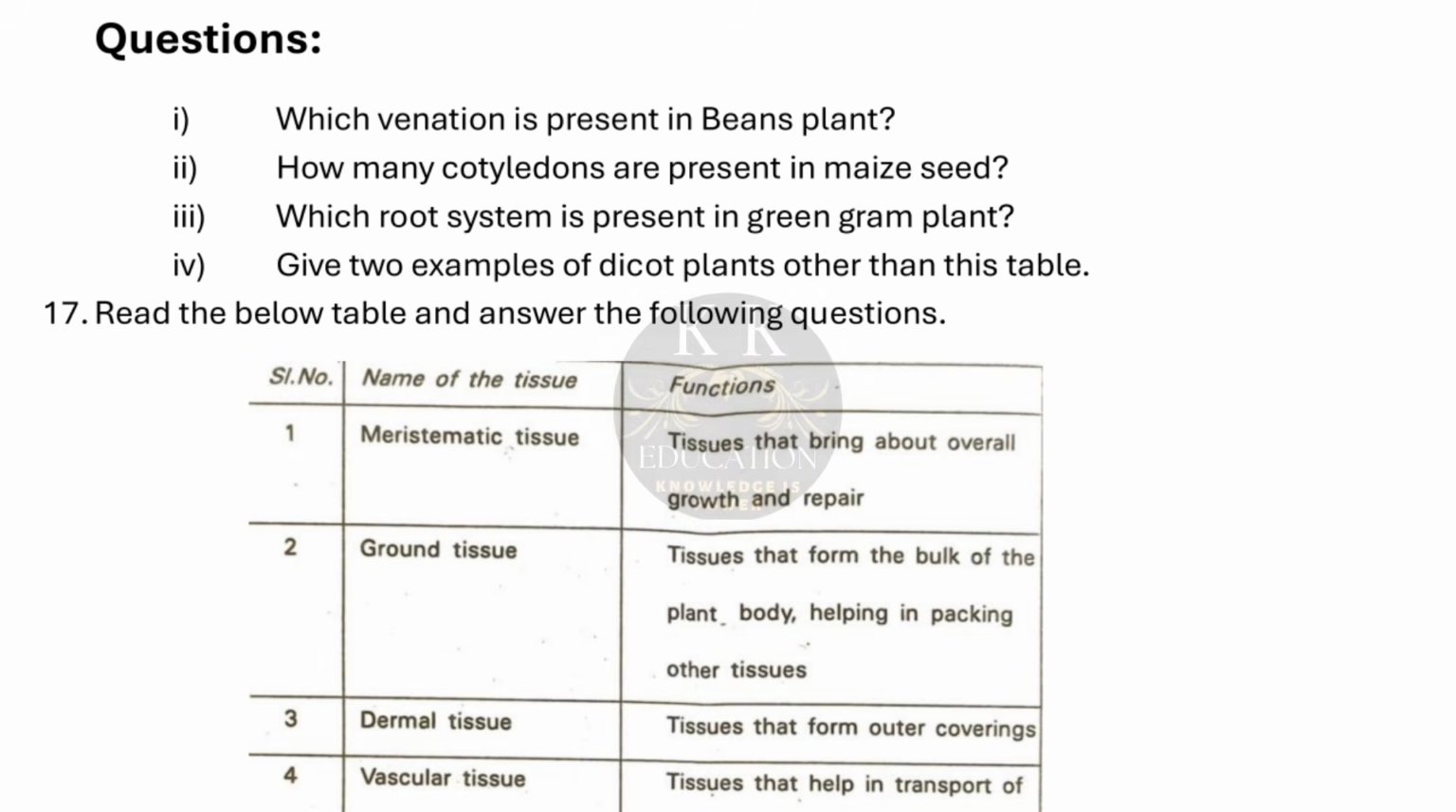So here another table is given to you. 17th question, read the below table and answer the following questions. Same as before, you can look at the table and answer.